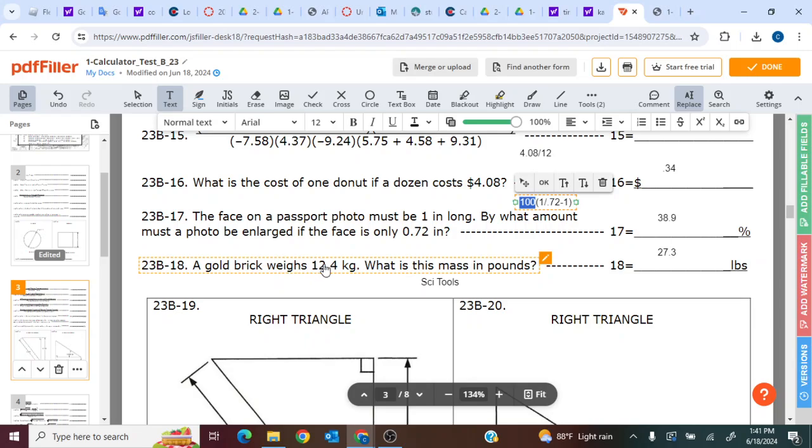18. Gold brick weighs that much. What's its mass in pounds? This is a classic side tools problem. Go to apps, scroll up until you get the side tools. Go to unit converter, mass, so click 7, and then 12.4 kilograms into LBM.